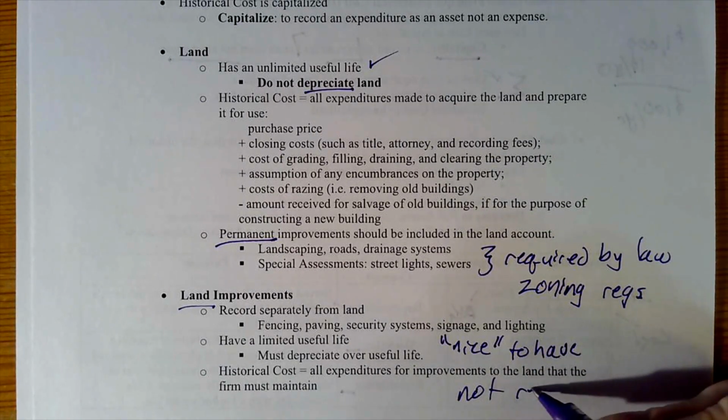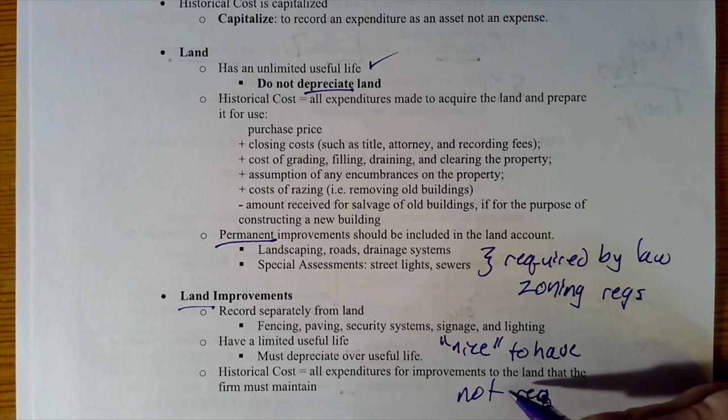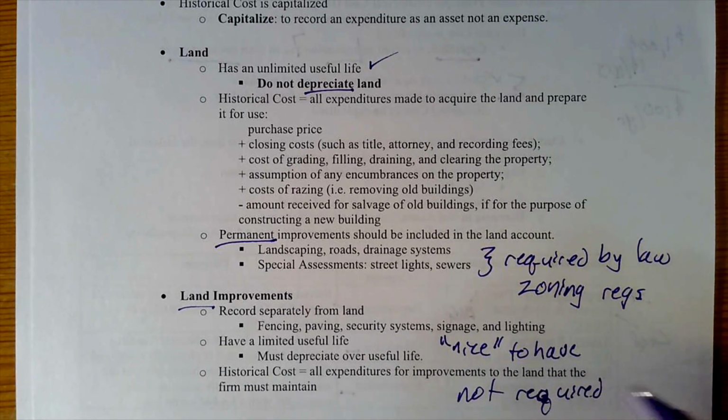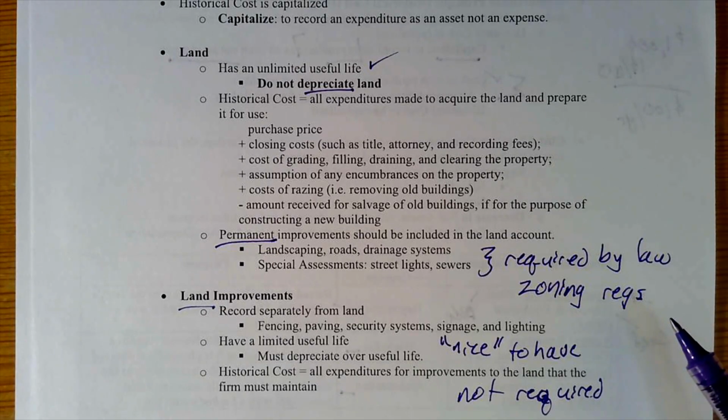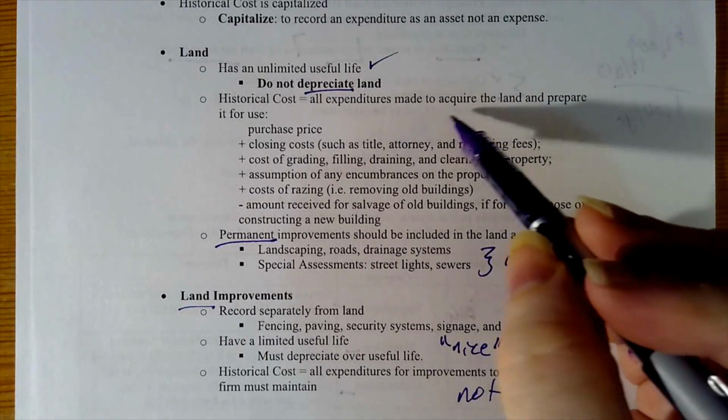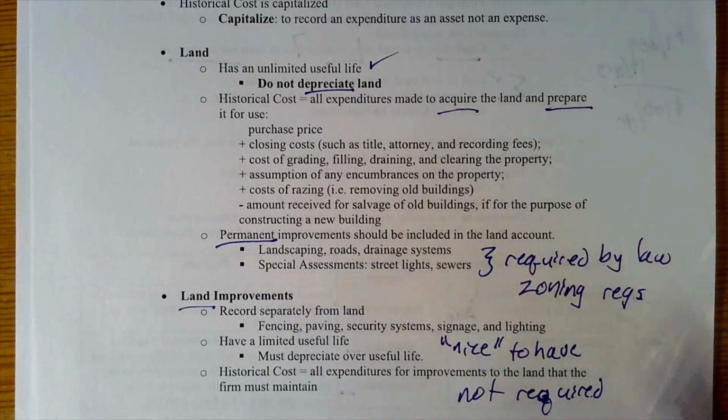Not required. So these might be things to make your business look nice, but these are extra things that you're deciding to pay. So if these are nice to have items, things that look good or will help your business do what it needs to do, we keep those separate. Anything that's required by the city or by the county or by the state zoning regulations, then we're going to say that that's the actual part of the cost. And just remember, it's all expenditures to acquire the land and to prepare the land.